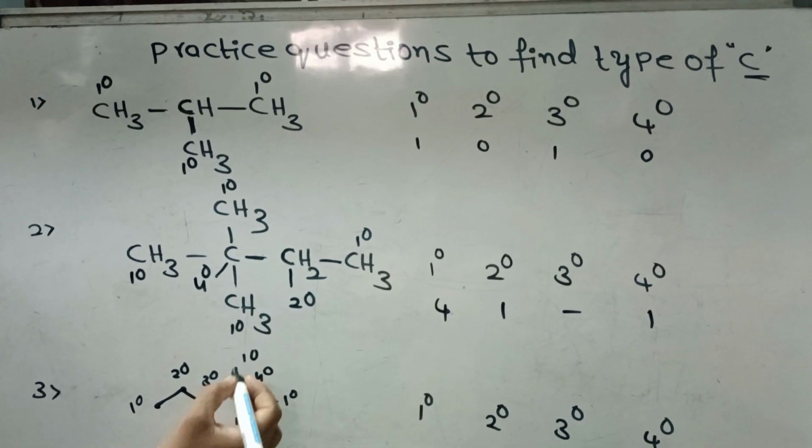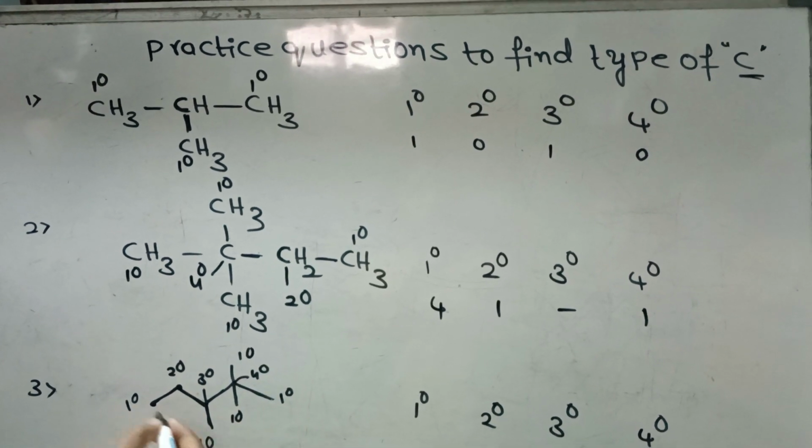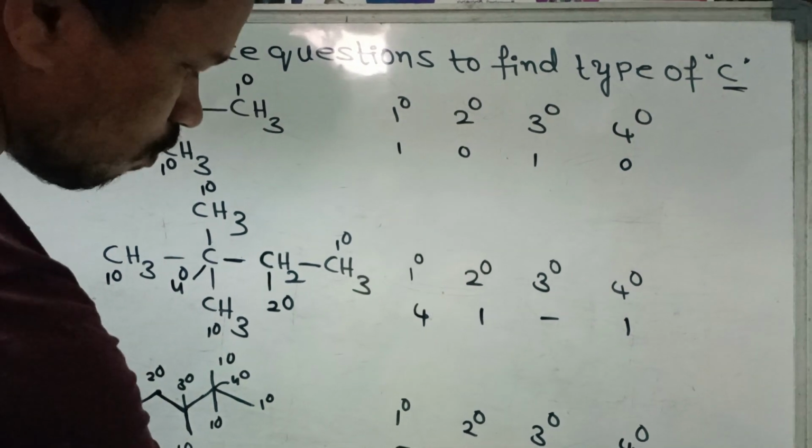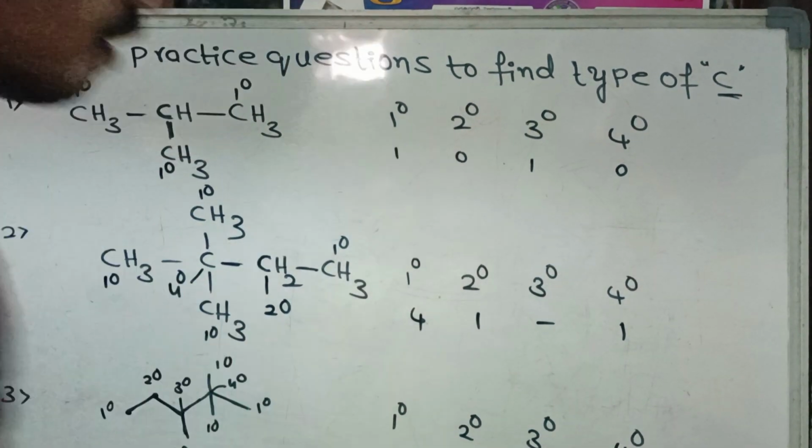And the primary carbons are 1, 2, 3, 4, 5. Secondary carbon is 1, tertiary carbon is 1, and quaternary carbon is 1. Is it clear?